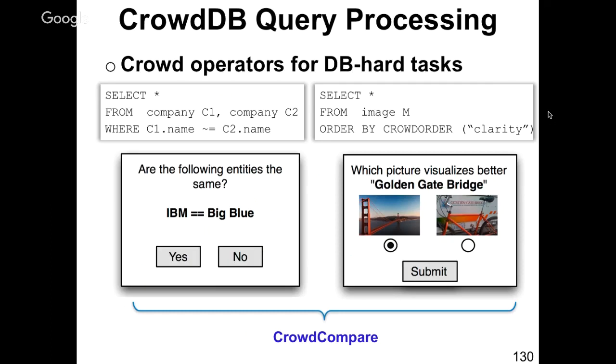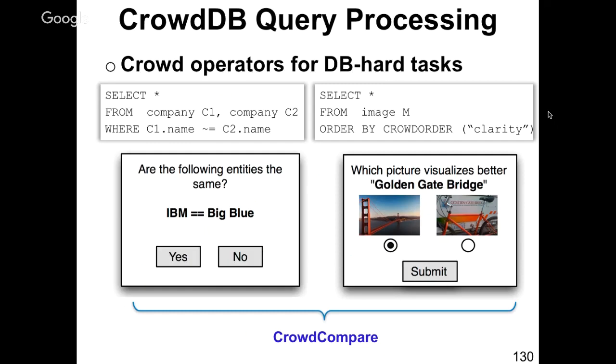And for the DB hard tasks, CrowdDB focuses on an operator called crowd compare. That operator asks crowdsourcing workers to compare two entities. And this operator can be fulfilled in two cases. The first one is to crowdsource equal to. For example, it gives you two entities, IBM and Big Blue. It will ask you whether these two entities are the same entity. And this kind of entity resolution task can facilitate this equal to operator.